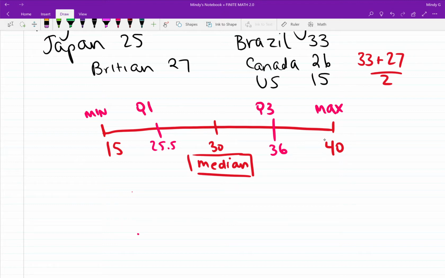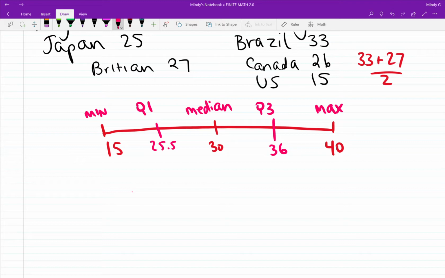So just looking at this, that is the 5-number summary. Okay, so you're done. So just looking at this, what percentage of countries reported took between 15 and 30 vacation days? What percent?